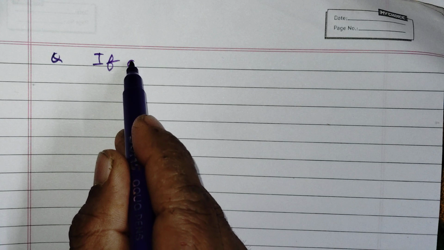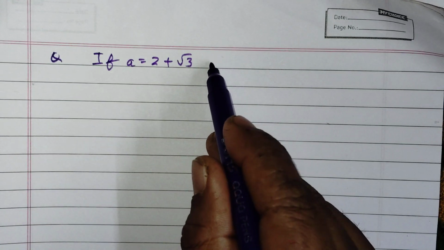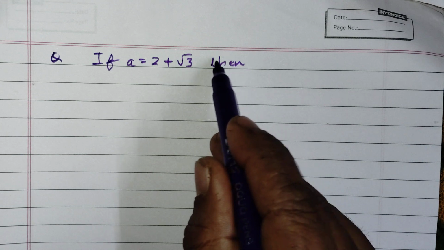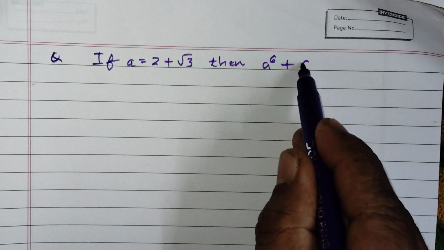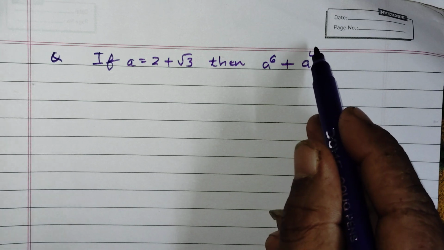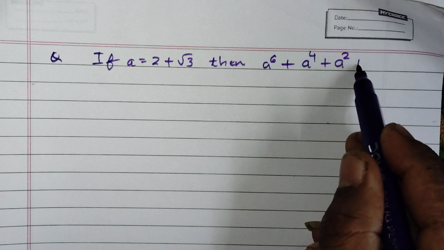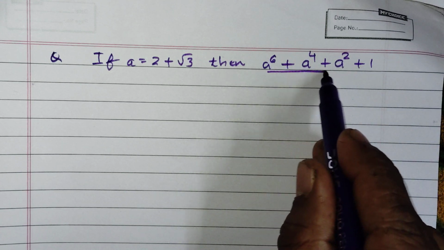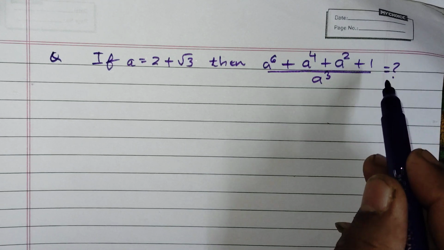Our next question is, if a equal to 2 plus root 3, then a raised power 6 plus a raised power 4 plus a square plus 1 upon a cube. This we have to find out.